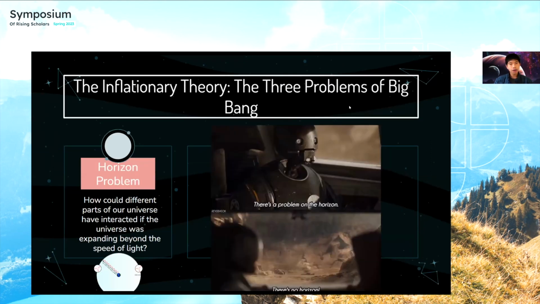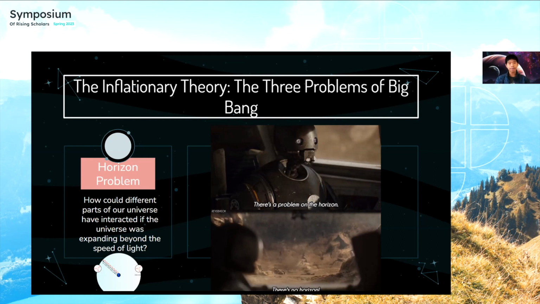Now, let's talk about the three main problems plaguing the Big Bang model, which is the model of the universe that has a genesis to it. In the 1970s, before the advent of inflation, there were three main problems. The first one was the horizon problem. How could different parts of our universe have interacted if the universe was expanding beyond the speed of light? We have detected photons from 48 billion light years away, yet our universe is only 13.8 billion years old.